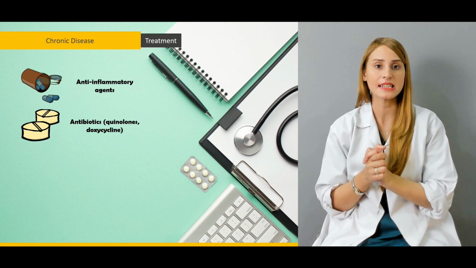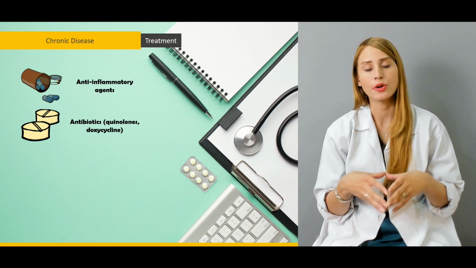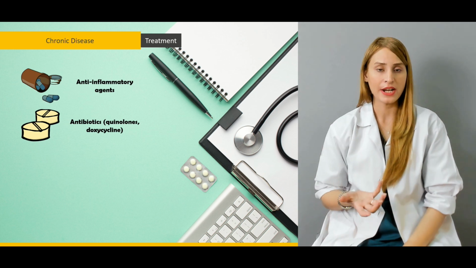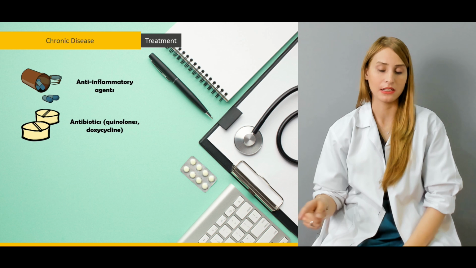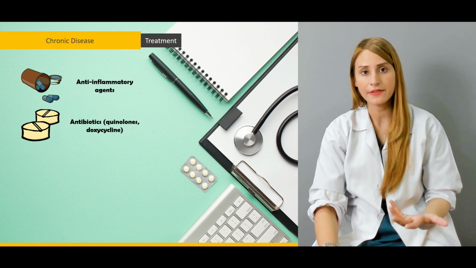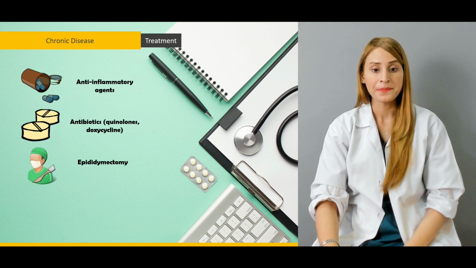In case of the chronic epididymo-orchitis, the choice of antibiotics is quinolones and doxycycline. But obviously, if you have got the culture of the urethral swab, or you have got reports of a urinary tract infection, then you have to treat that particular organism, and the sensitivity of the antibiotic would be determined by the culture.